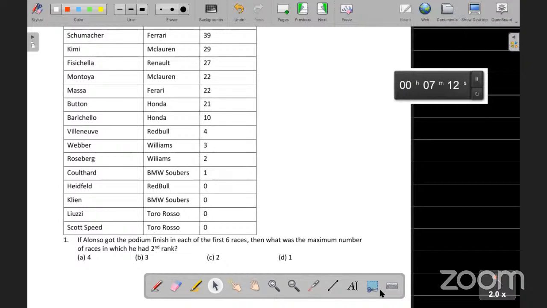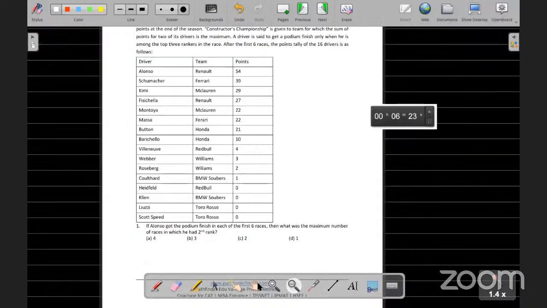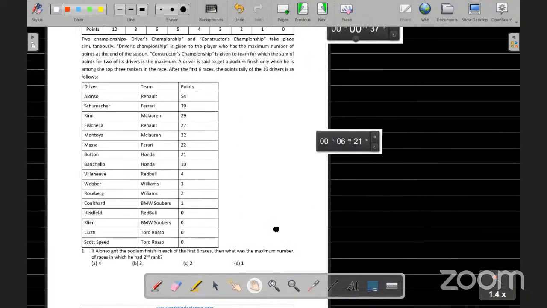Sir, can you zoom out a bit so we can see the total tally? Can you see? Yes, sir.